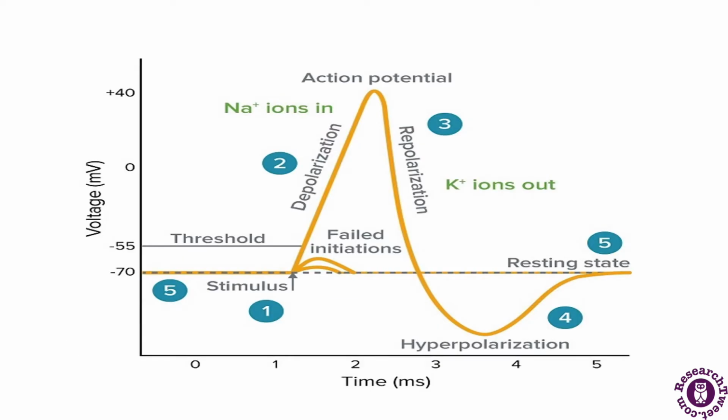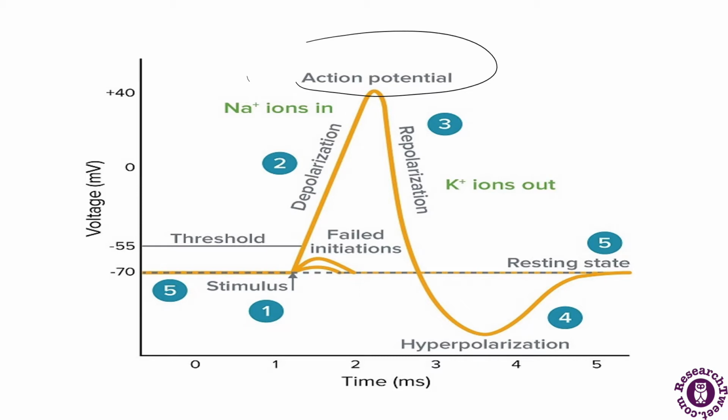Now the next is the graph. You can see a graph which is representing the action potential. At the top there is the action potential. The action potential involves 5 steps. So what are these 5 steps? We will be discussing that in detail as well.